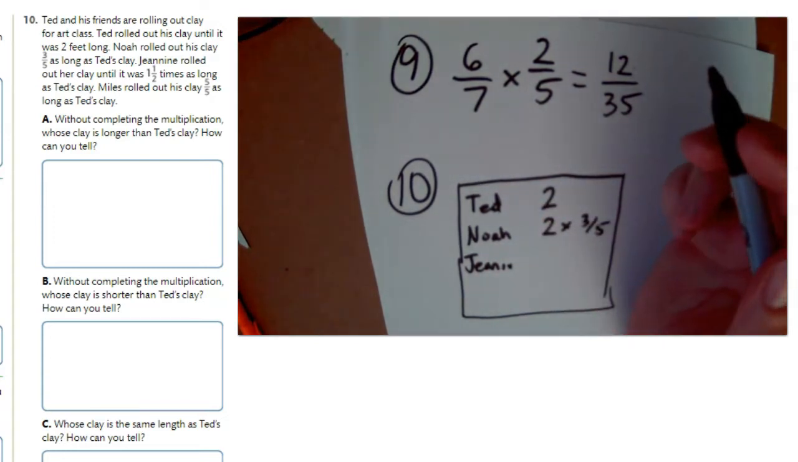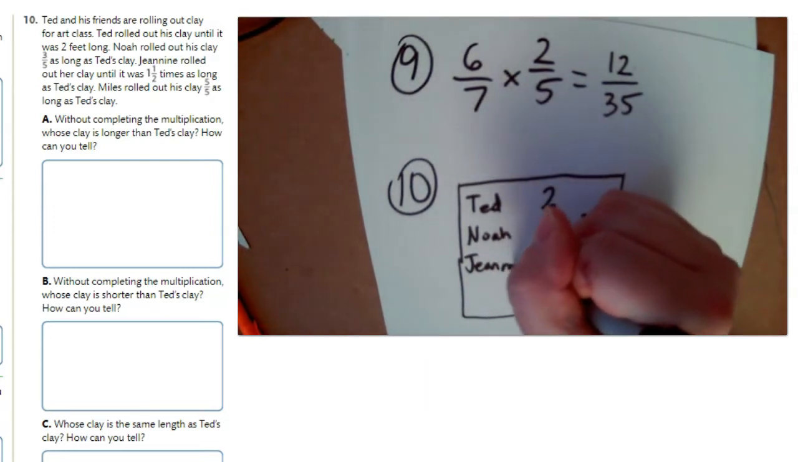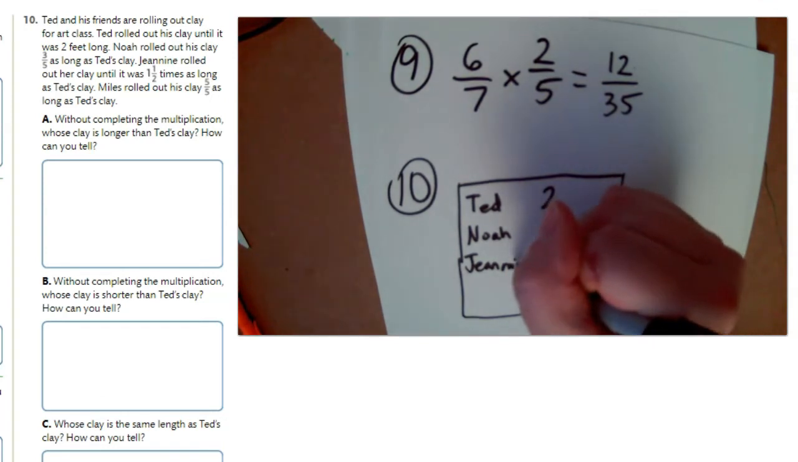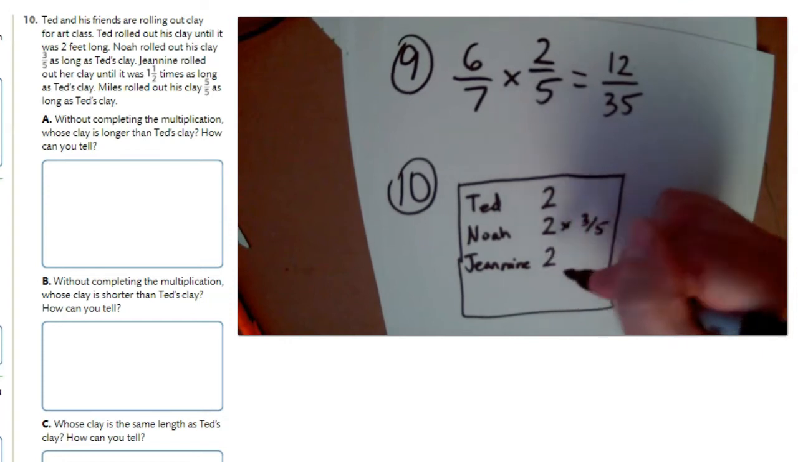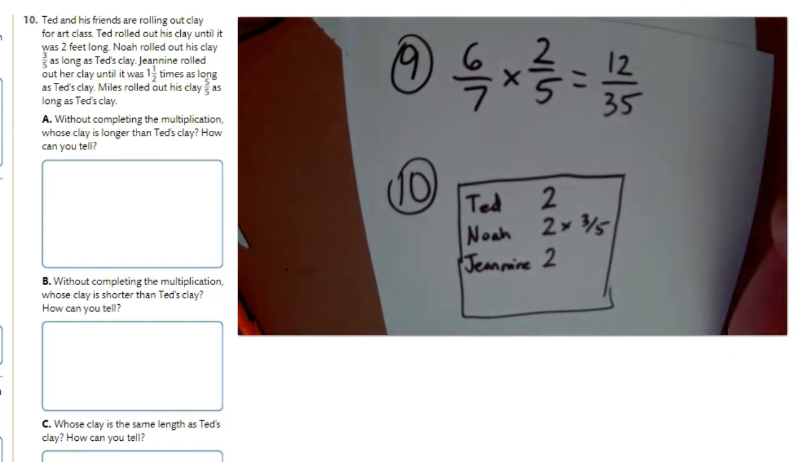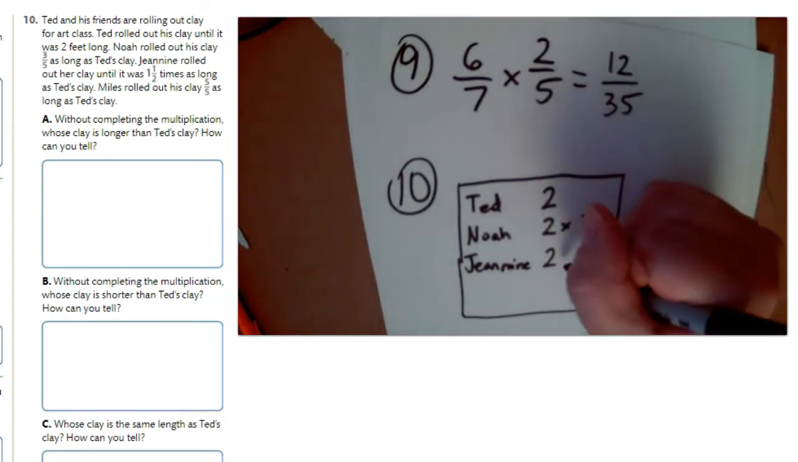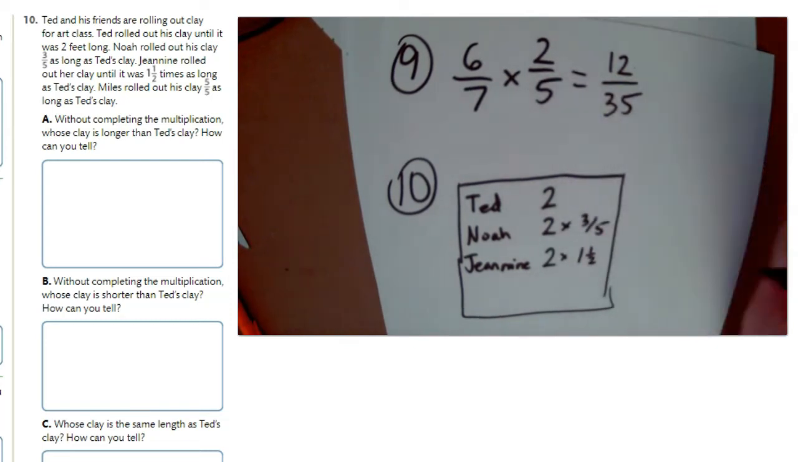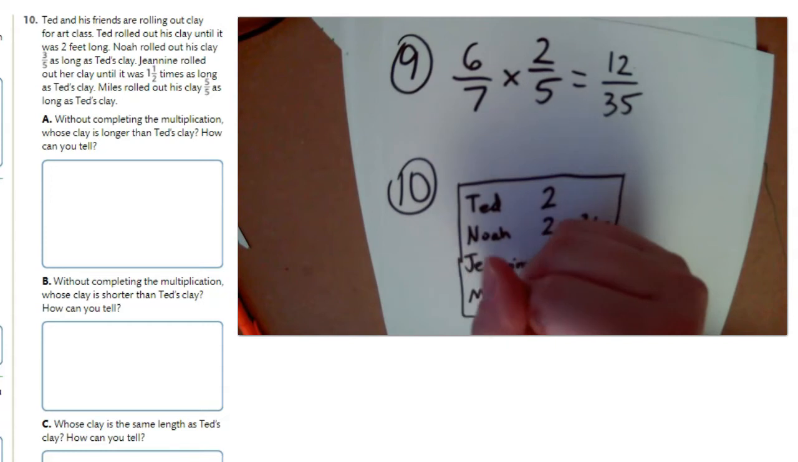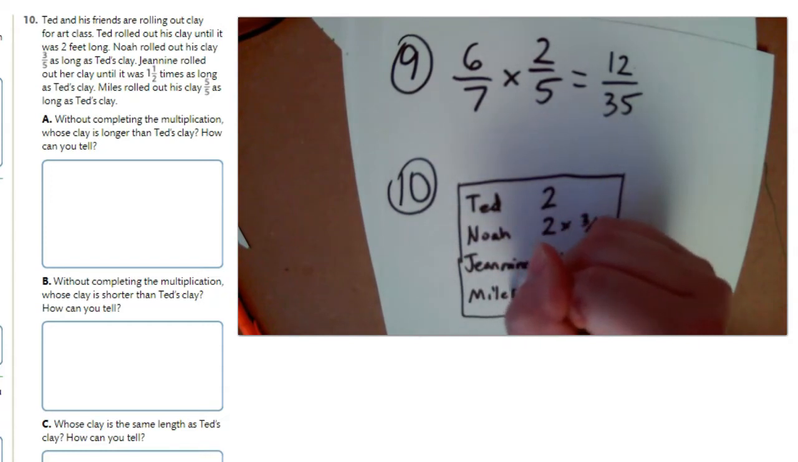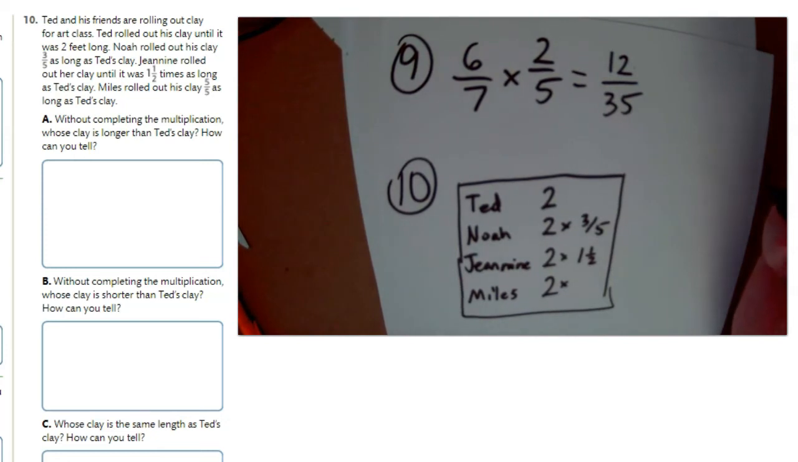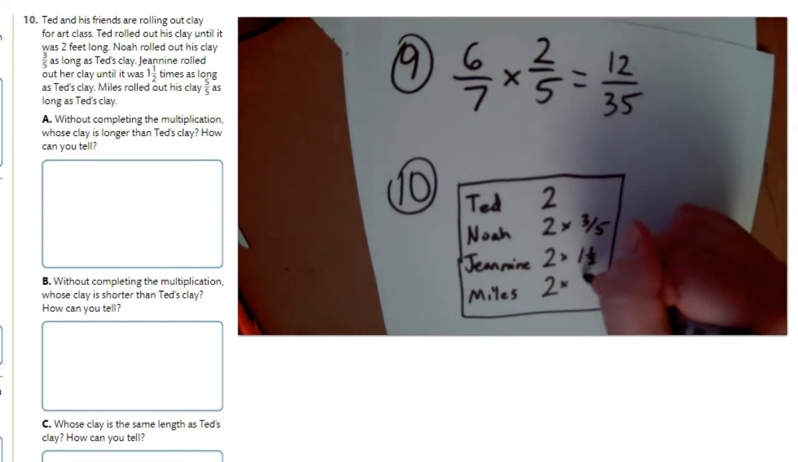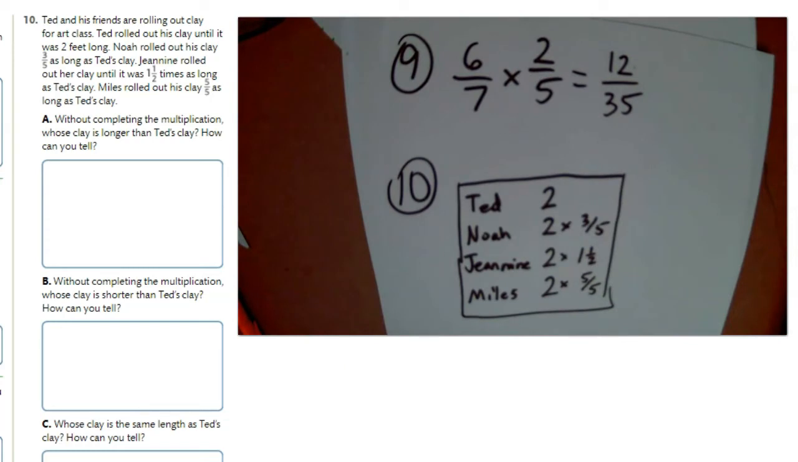I don't want to spell Janine's name wrong, but I probably will. There you go. You can't even read that anyway. My handwriting's so poor. So again, we're taking Ted's length, 2, and Janine's is 1.5 times as long as Ted's. And then finally, Miles. So 2, because that's Ted's, and his was 5/5 as long as Ted's.